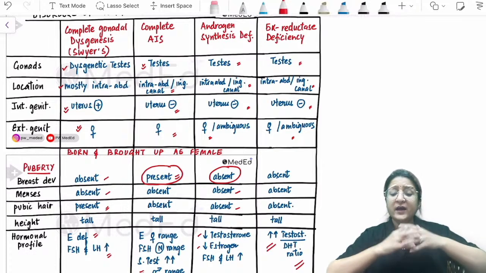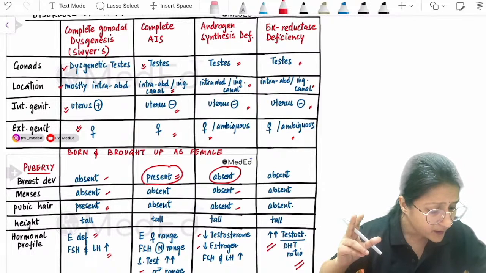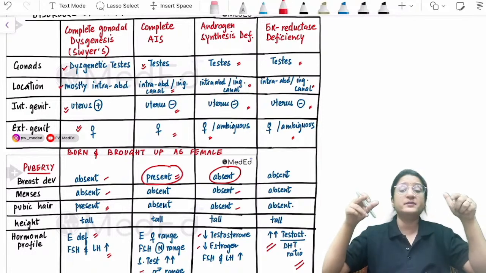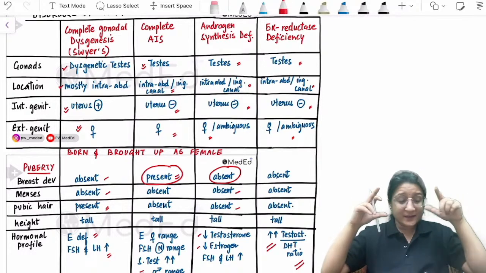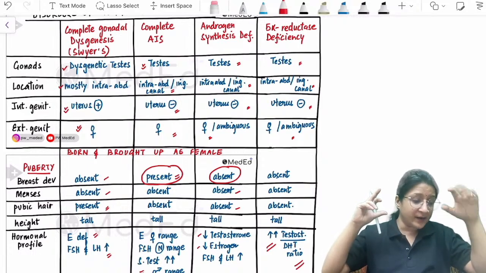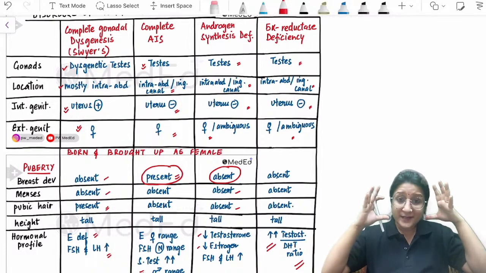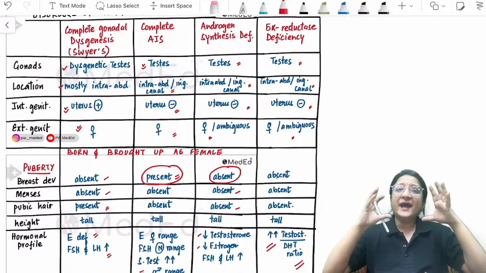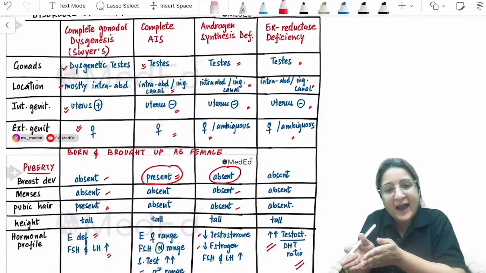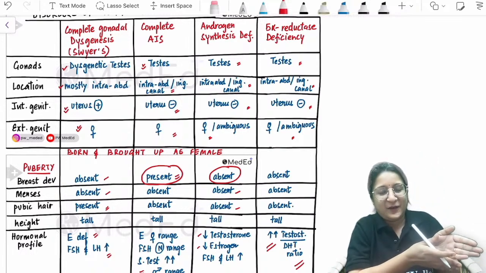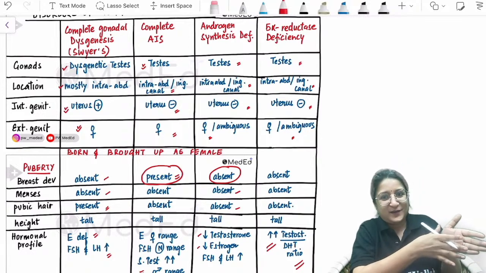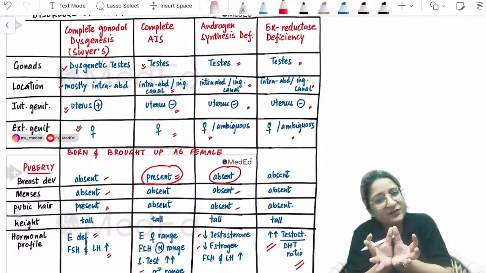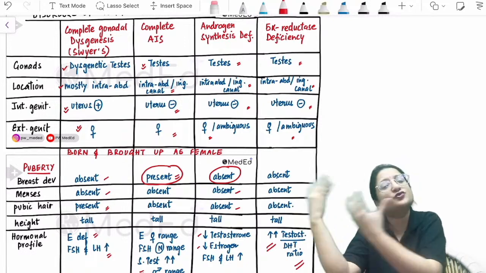Now, somebody asked me, why can't excess testosterone be converted to estrogen in 5 alpha reductase deficiency and cause breast development? Abhinay, excellent question you asked. I'll give you the reason. In androgen insensitivity syndrome, androgens are not acting on anything because the androgen receptors are not there, so the androgens are not able to exert their own effects. Rather, whatever androgen is there is getting converted to estrogen and estrogens are acting.